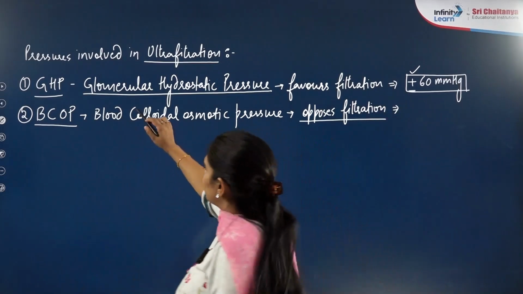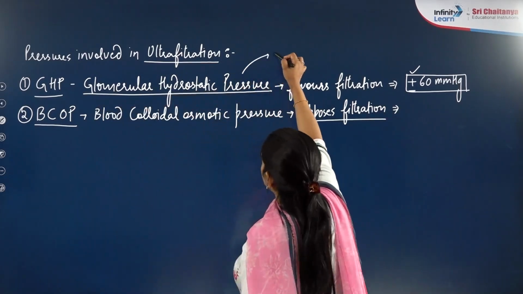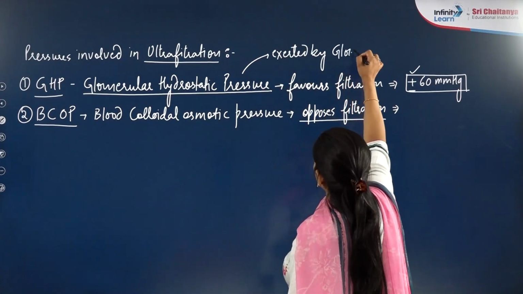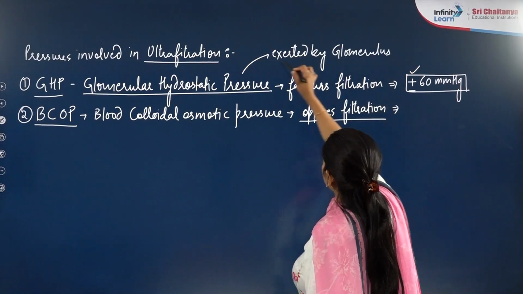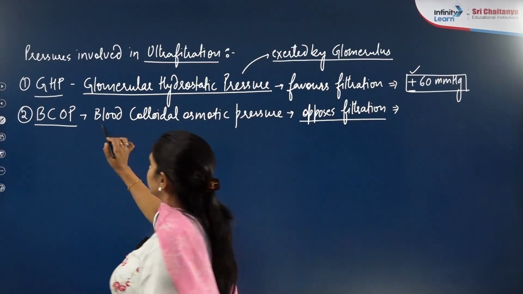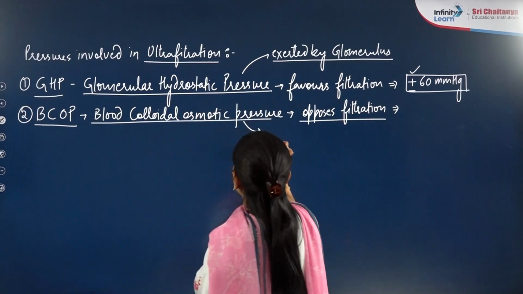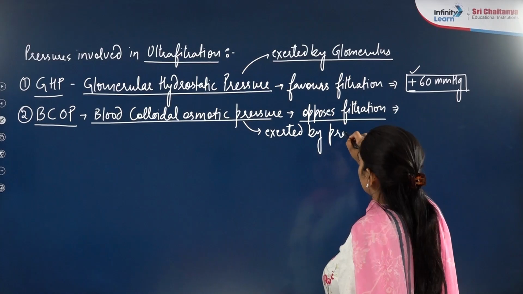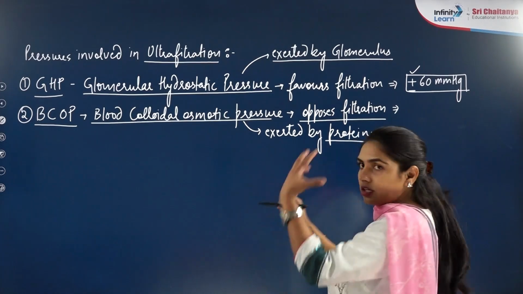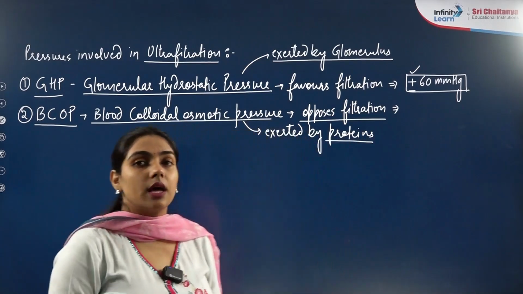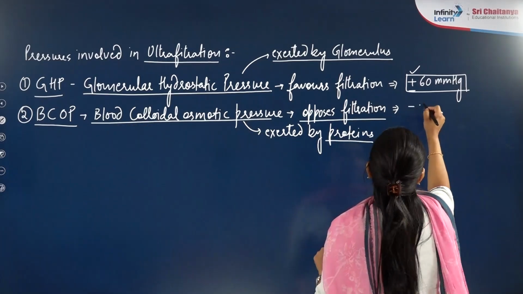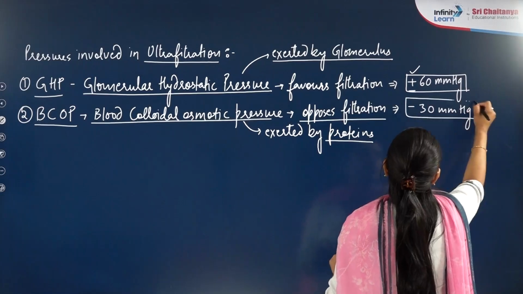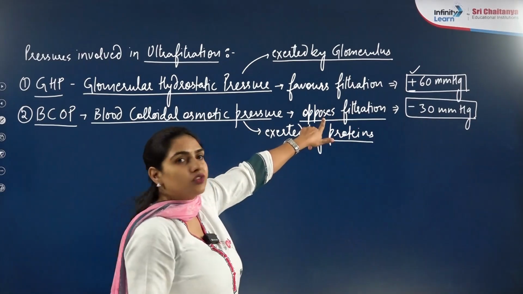The GHP is the glomerular hydrostatic pressure. It is exerted by glomerulus present in the Bowman's capsule. Whereas BCOP, this pressure is exerted by proteins, which cannot filter, right? So this is minus 30 mm of Hg. Why minus? Because it opposes filtration.